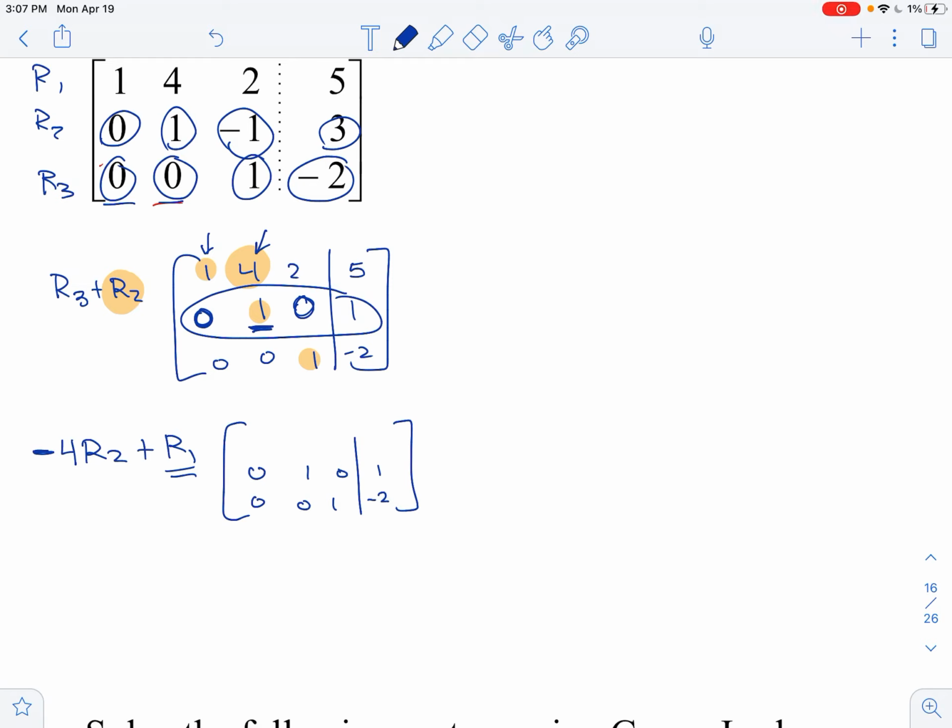So here we go. I know -4 times 0 is 0 plus 1 is 1. -4 times 1 is -4 plus 4 is 0. -4 times 0 is 0 plus 2 is 2. And -4 times 1 is -4 plus 5 is 1.